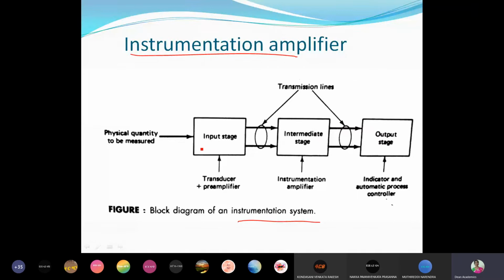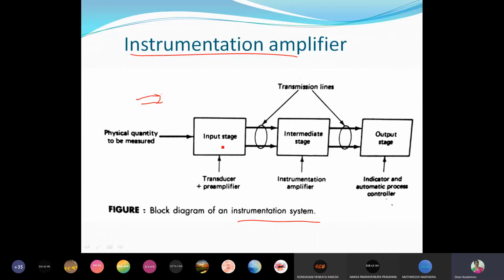The input stage is mainly a transducer. That means there will be a transducer which can convert some physical quantity into an electrical quantity. We know a transducer is a device which converts one form of energy into another form. In real life, if you want to measure temperature, a temperature sensor will convert the temperature into an equivalent electrical signal. Humidity, like that, whatever physical parameters you want to measure in real life can be converted into an electrical signal by using a transducer.